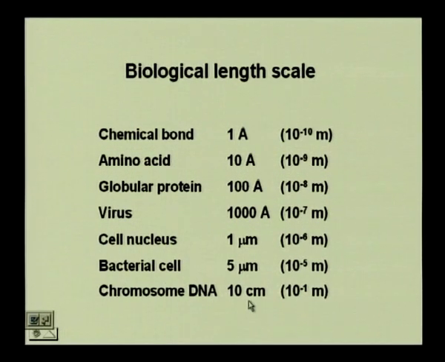It ends at DNA, which is actually 10 centimeters, which is pretty long if you look at it from a protein point of view. Considering that a globular protein is still in the angstrom realm, in the order of 100 angstroms, we have a chromosome DNA that is around 10 centimeters.